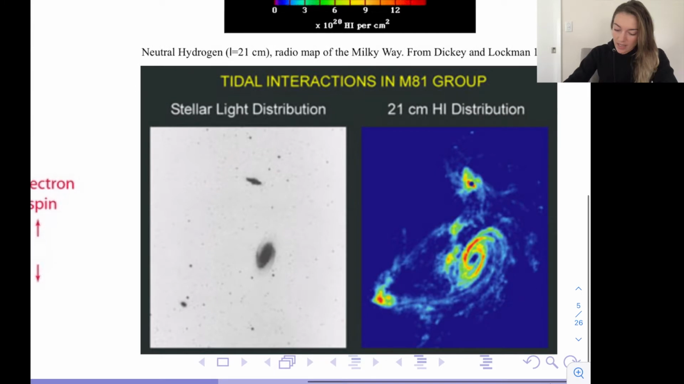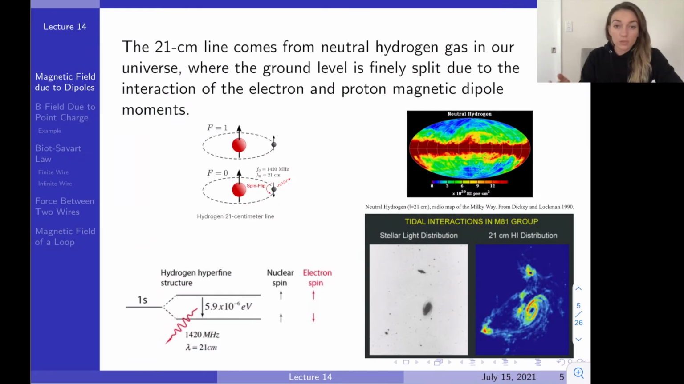And this is looking at a faraway galaxy, so this is not our own galaxy. And you can see that if you're just looking at it with visible light, you can't really see that much. You see some little blobs, and you can see that this one's a spiral, but that's really it. But if you image it with this hydrogen 21 centimeter line, you can see a lot more detail, and you can really see how these gases are spread out in the universe. So that's just one real-world use of these magnetic dipole moments for subatomic particles.